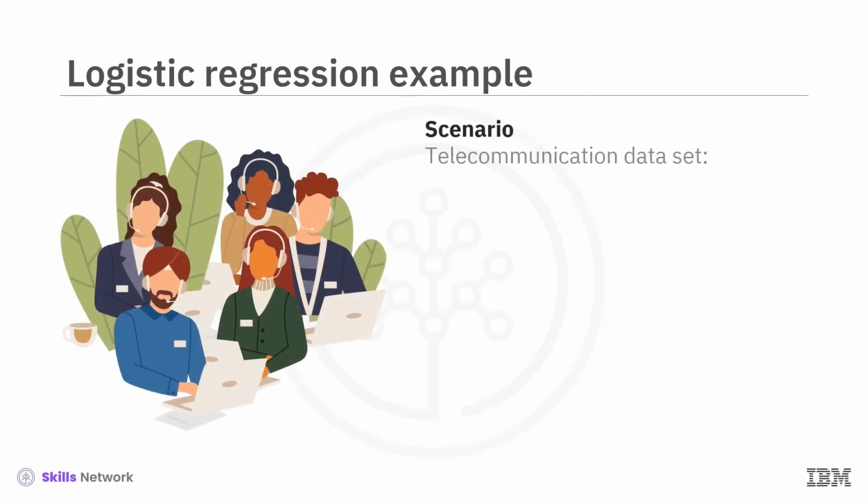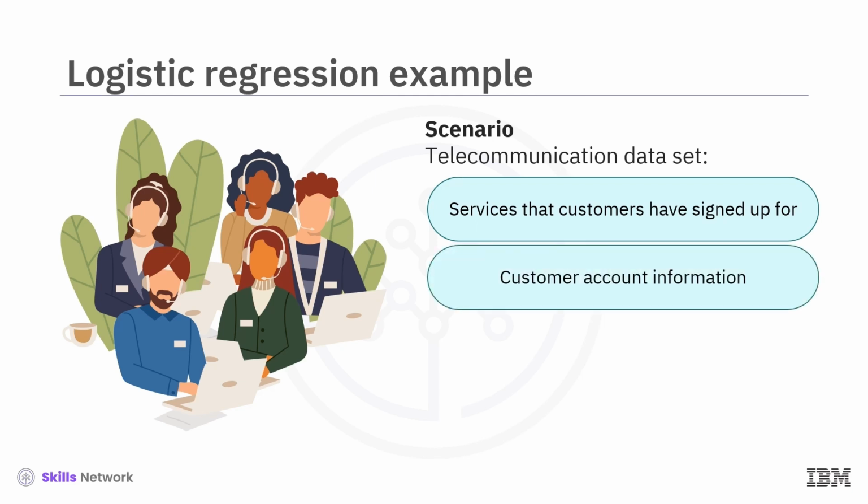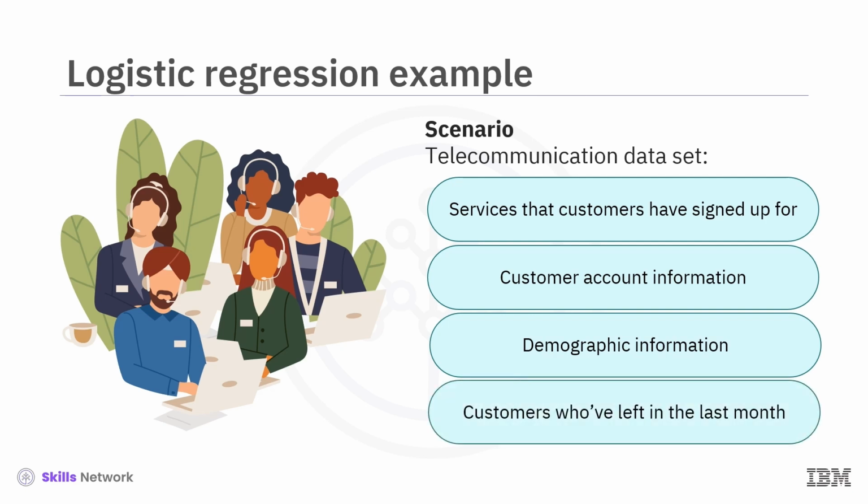Consider a telecommunication dataset that you'd like to analyze to predict which customers might leave next month. The dataset comprises historical customer data, where each row represents one customer. The data includes information about services that each customer has signed up for, customer account information, demographic information like gender and age range, and customers who've churned or left within the last month.